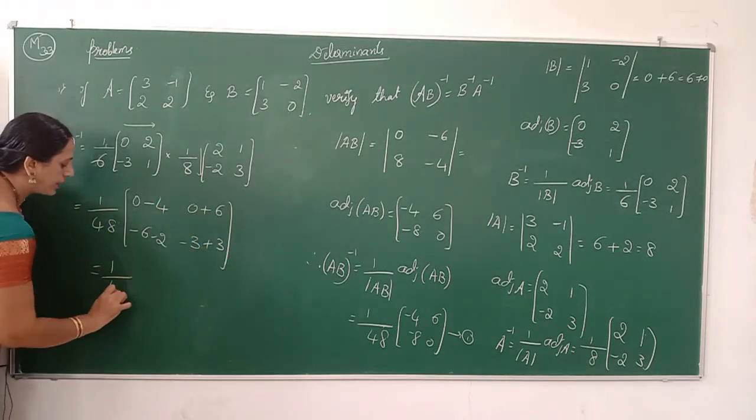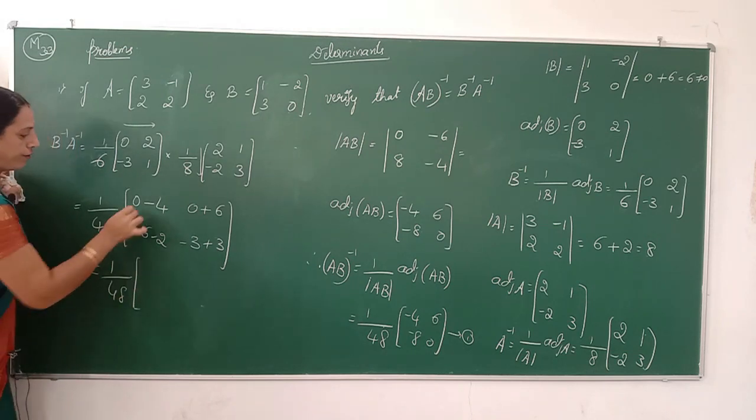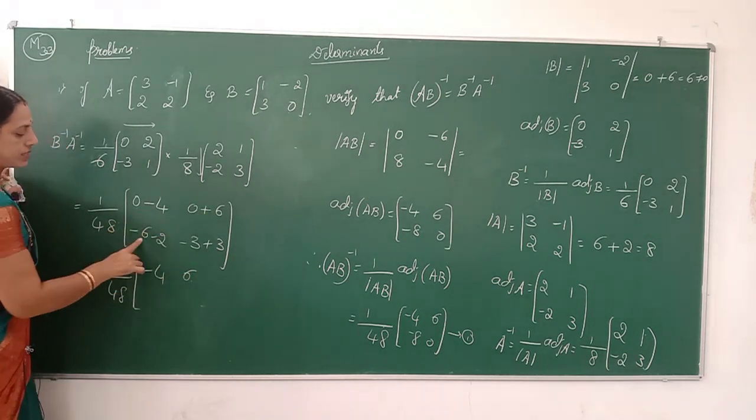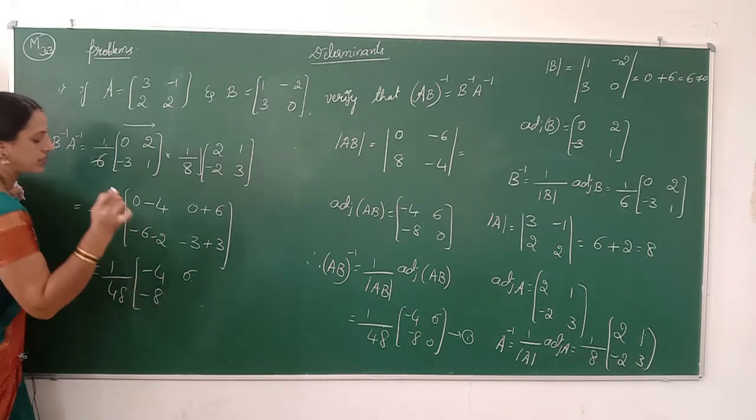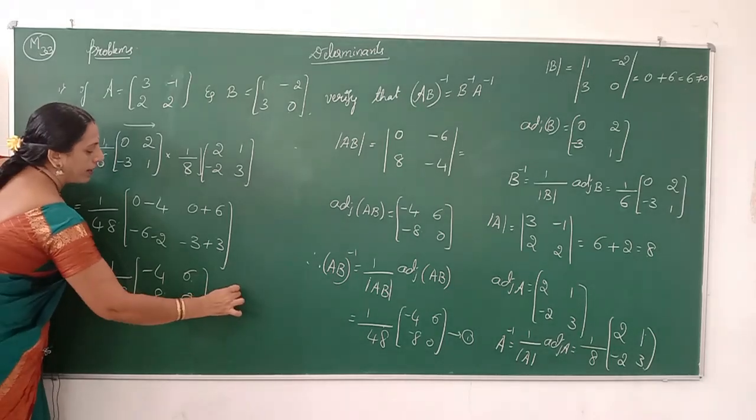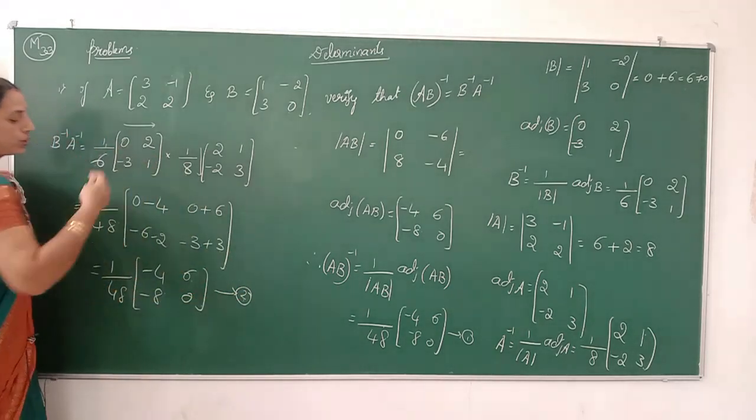That is 1 divided by 48 of 0 minus 4 is minus 4, 0 plus 6 is 6, minus 2 minus 6 is minus 8, minus 3 plus 3 is 0. And let this be called equation 2.